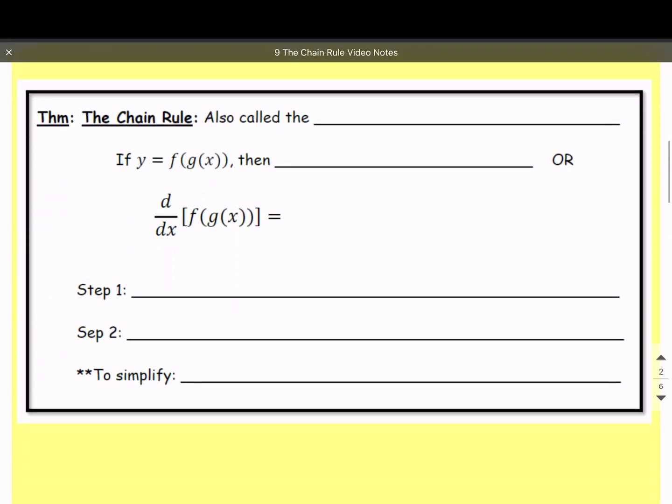Now, I want to introduce you to the chain rule. Some professors or textbooks will also call this the outside-inside rule. Some actually call it the inside-outside rule. So here we go. If we have a function y equals f of g of x, notice it's a composition function. There is an outside function and there is an inside function. Same thing down here. This is the inside and f is on the outside.